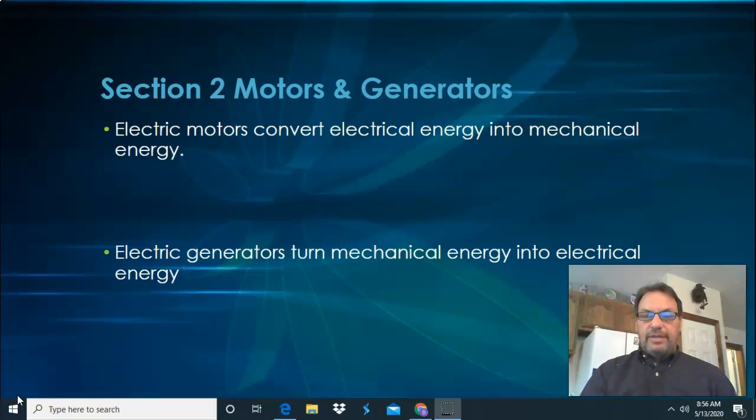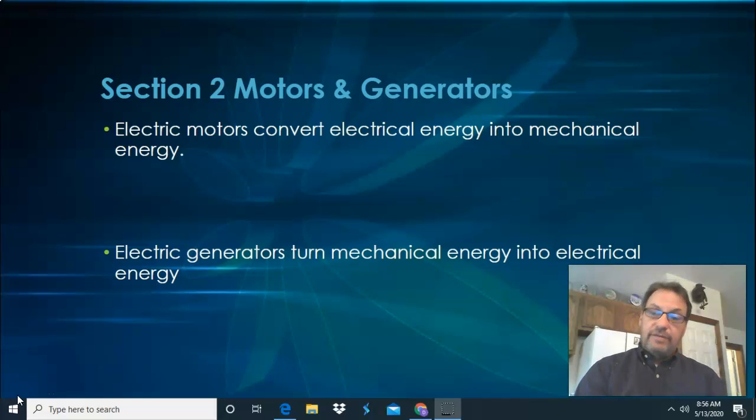And so I just want you to keep these two thoughts in mind when you think of electric motors and generators, that the electric motor is going to be turning, it's going to be moving, it's going to be mechanical. And so it needs electrical energy, and it will turn that into movement, into mechanical energy. So electric motors convert electrical energy into mechanical energy.